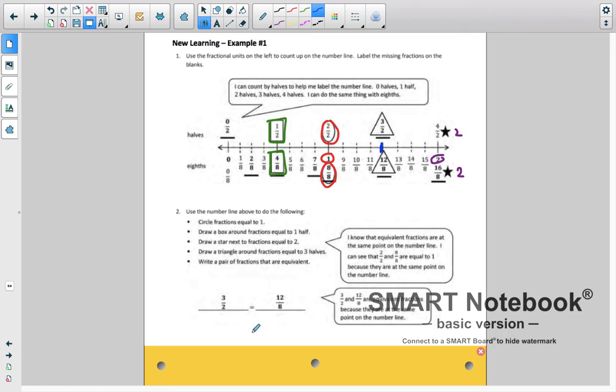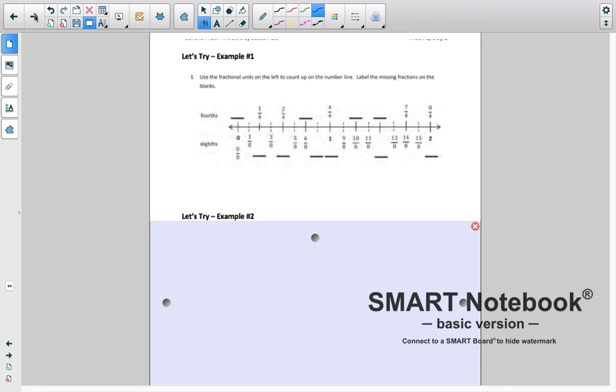So at the bottom, they use the example of the ones that are in the triangle. 3/2 also equals 12/8. Remember that when they are at the same point, they are going to be equal. So don't forget about that. All right. Now it's our turn.